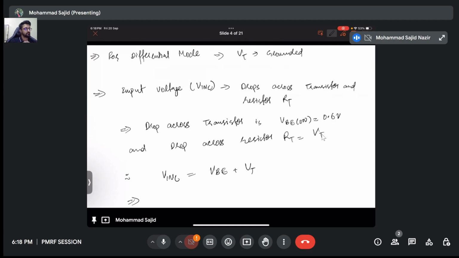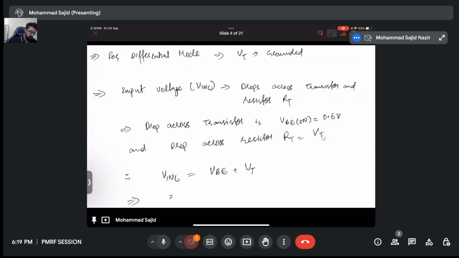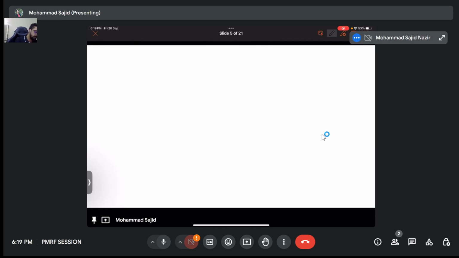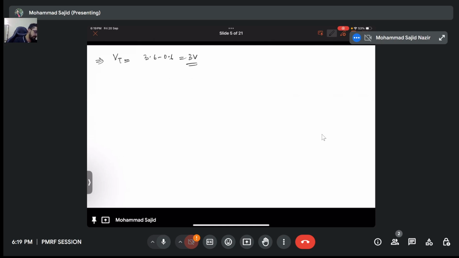So what we can do is, we have VINC. VINC is 3.6 volts. 3.6 is equivalent to 0.6 plus VT. So this implies VT is 3.6 minus 0.6, which is 3. So VT is this voltage. This is your figure. Now, what is VT? This is the current going through the resistor, that is IT, multiplied by the resistor RT.